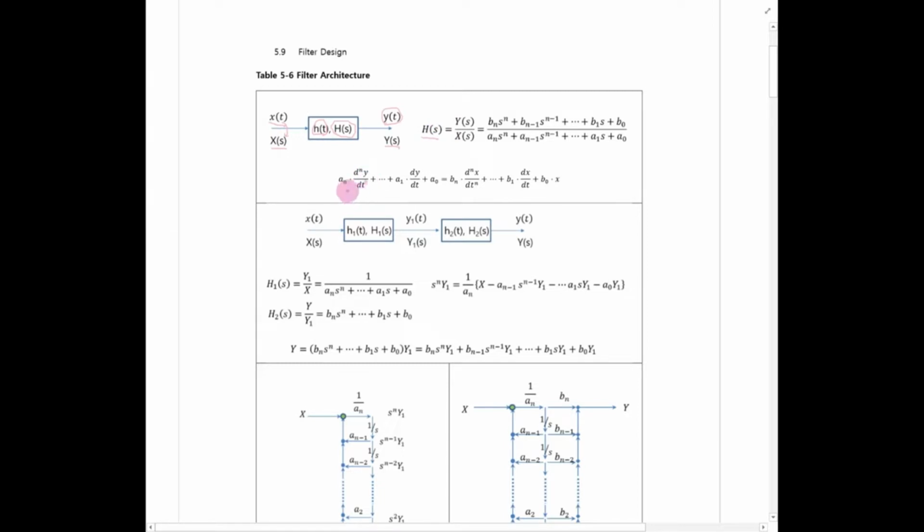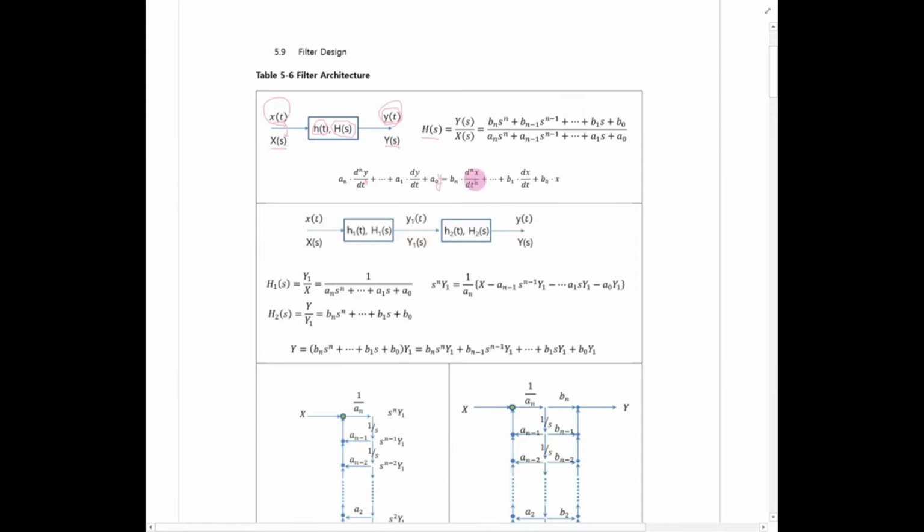Okay, the time domain expressions for y(t) and x(t) are given as a differential equation. The a_n, a_1, a_0, okay, here y should be added. So a_n, a_1, a_0 are coefficients of the y, and b_n, b_1, b_0 are coefficients for the x.